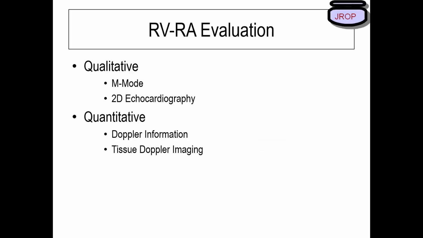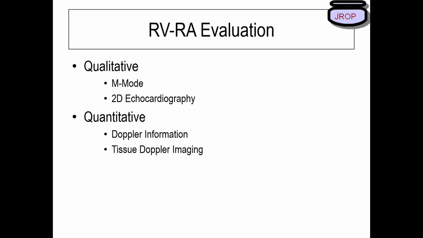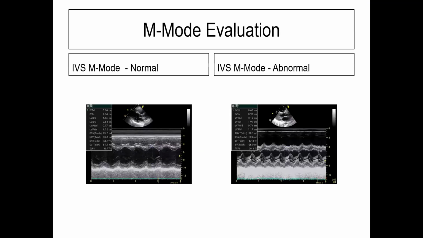Now let's start the evaluation as far as right heart function is concerned. We do it by M-mode and 2D echocardiography, that is qualitative. But quantitative is more important than qualitative. And what do we do? For quantitative, we look at Doppler indices.